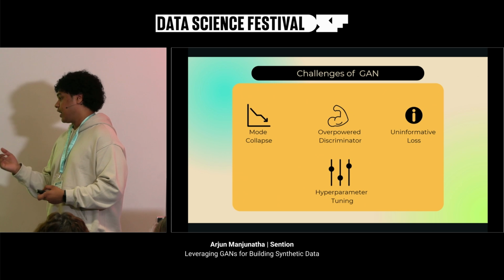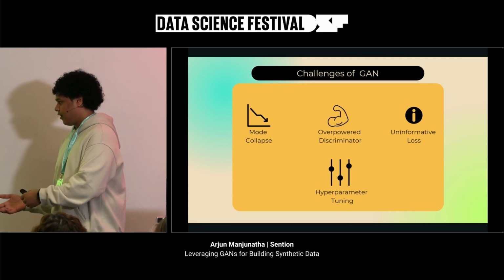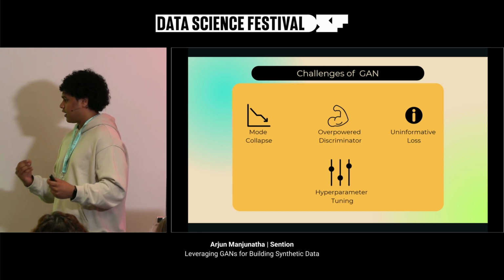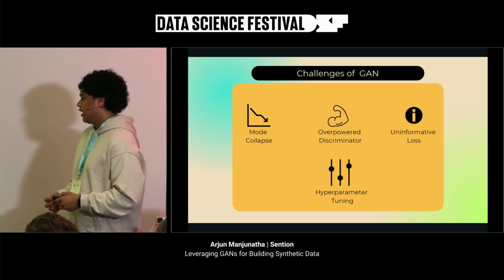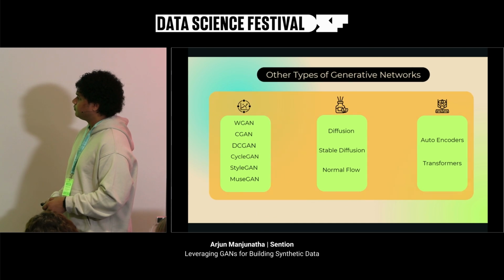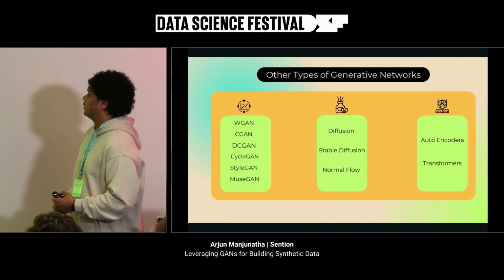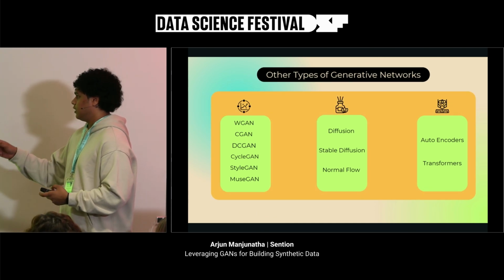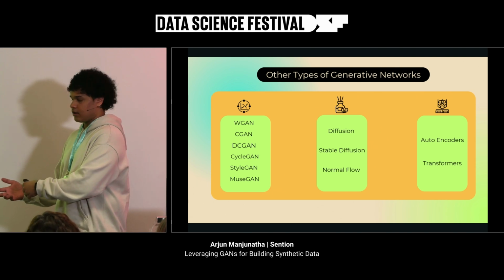Tuning hyperparameters is hard enough for one model, but when there are two models competing against each other, it is really hard. It's not impossible, it's just a challenge. These are some of the other generative networks. These are usually built for the challenges we talked about in the previous slide.